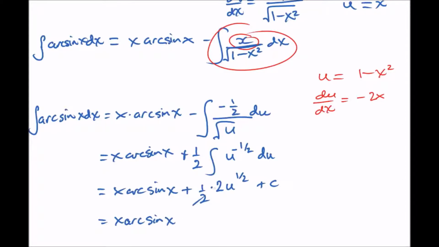So our 2 and a half are going to cancel out, leaving me with u to the half, which is 1 minus x squared to the power of a half, which is a square root. And there we have our integral for the arc sine of x.